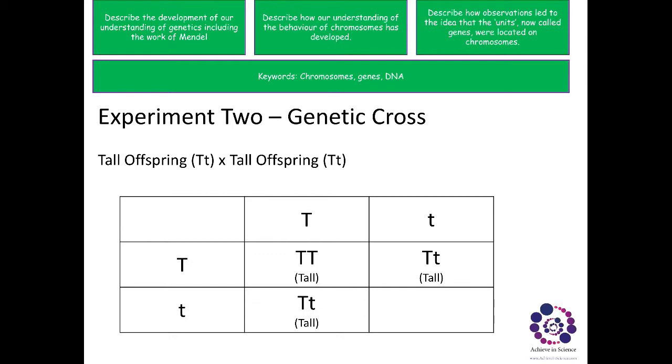The final offspring, though, would receive 2 recessive alleles. As it's got both recessive alleles, this pea plant would be different. It would be a dwarf pea plant.